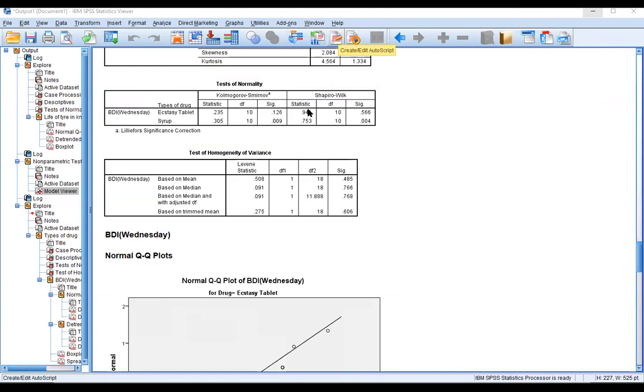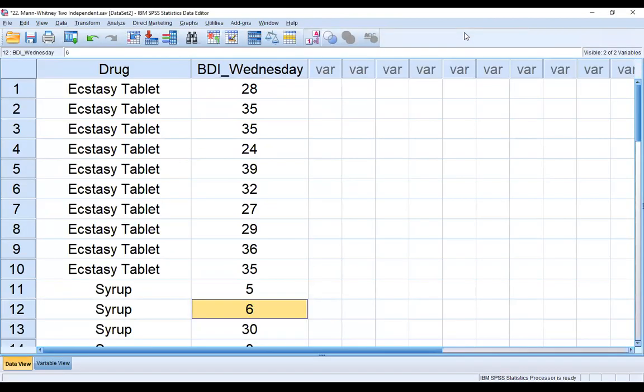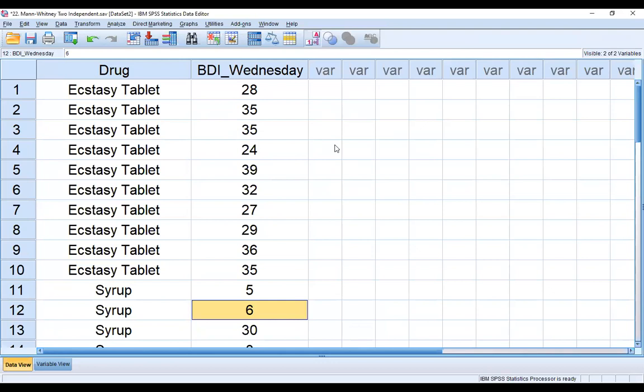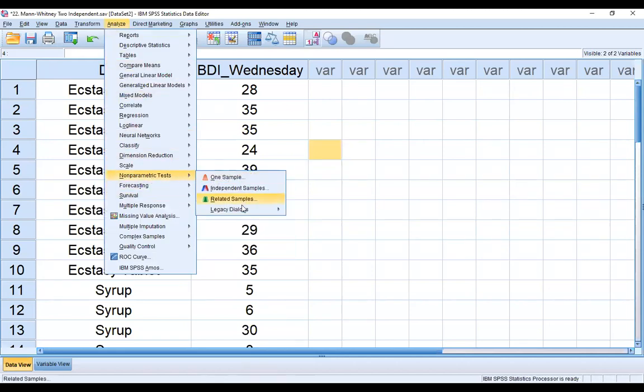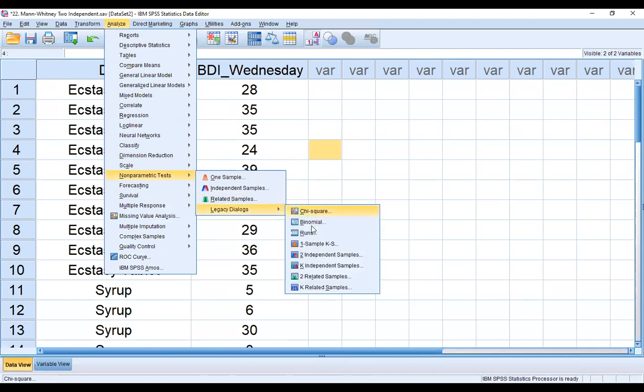Now, how to perform the Mann-Whitney U test? This is the case study. I think you can see this case study: the Ecstasy tablet users and syrup users. Now, I am analyzing data. Analyze, non-parametric test, legacy dialog, and 2 independent samples.